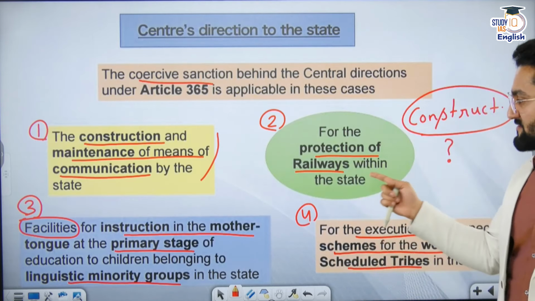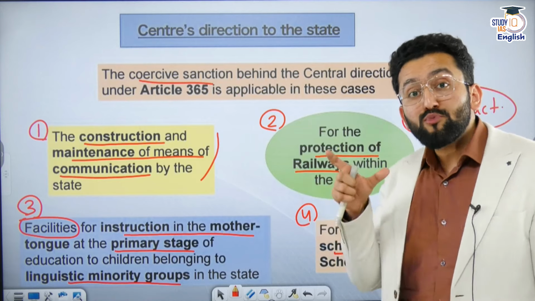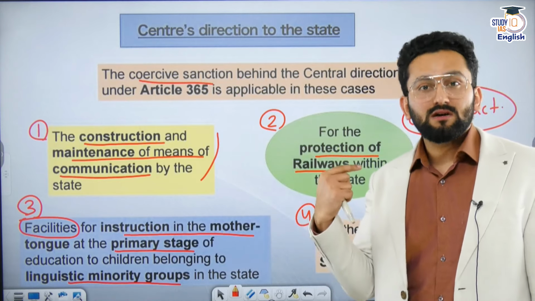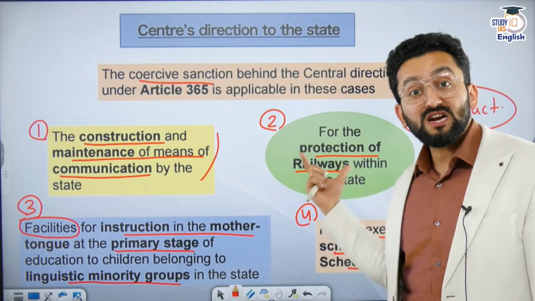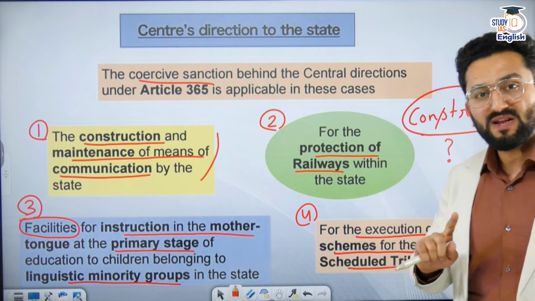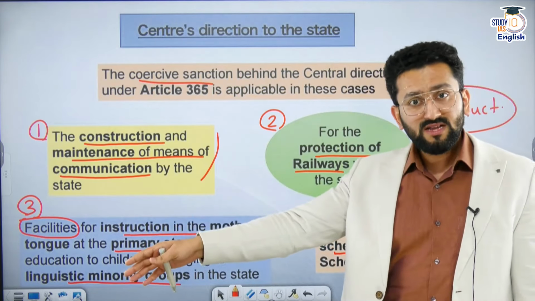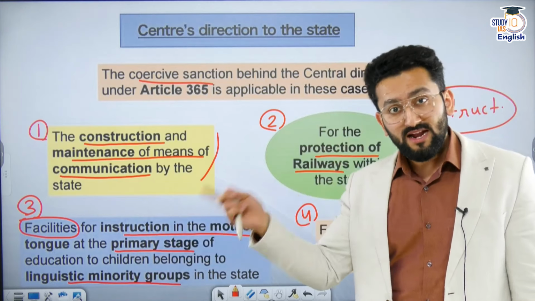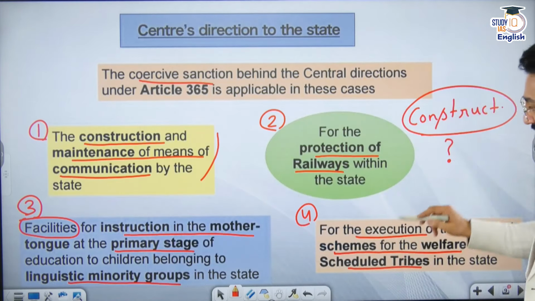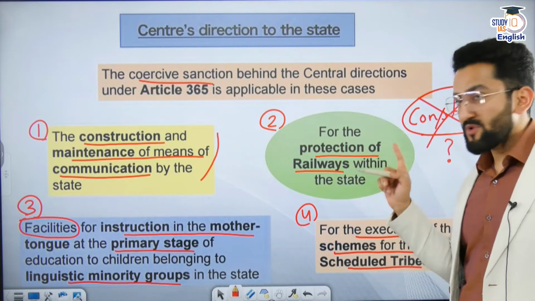Now, for the protection of railways within the state. Please remember it mentions protection of railways, because we have a railways department at the center which is responsible for construction of railway lines. Construction of railway lines is not done by the state. So the direction will say we have built these railways, and now you have to protect them, right? So construction as a term for this direction is not there. This is just for protection.